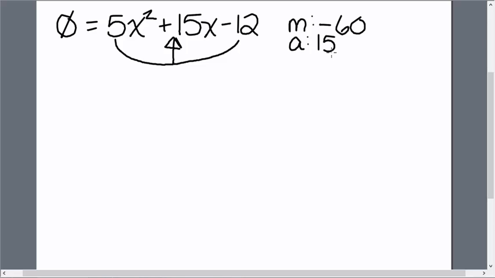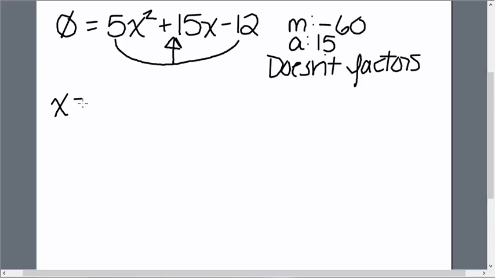So what we have to do to factor this is to find a pair of numbers that multiplies to negative 60 but adds to positive 15. Now you might notice something strange with this in that it doesn't factor. There are no pairs of numbers that work this way. So in order to solve a quadratic equation that doesn't factor, we have to use the quadratic formula.